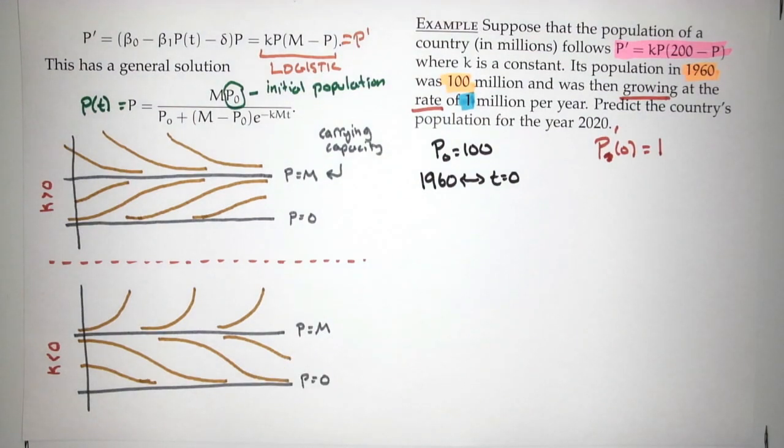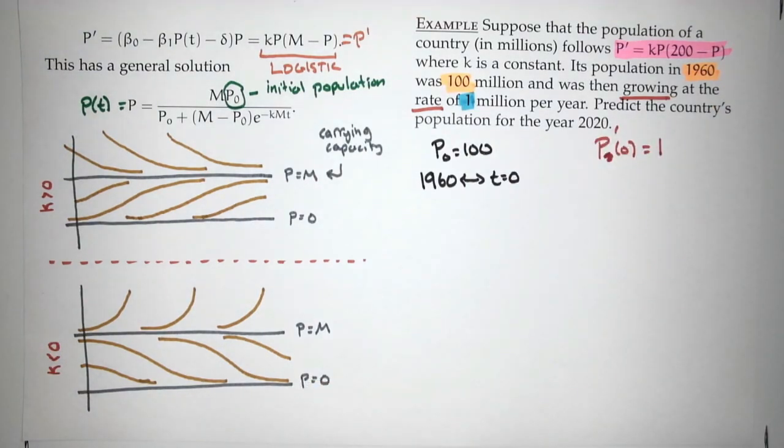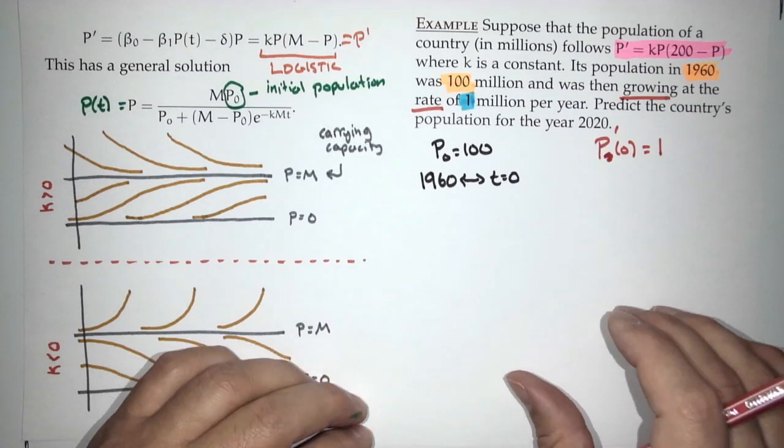Good, good. And then it says, predict the country's population for the year 2020. Wow, 2020, so far off in the future. Who knows what life will be like in the year 2020.